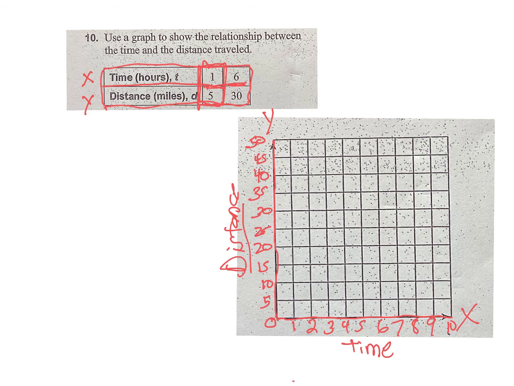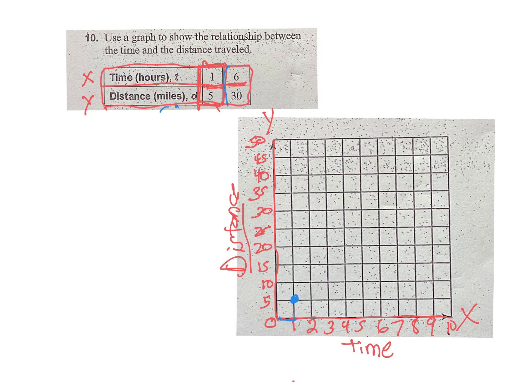So if I have 1 hour, I go over to here to 1. I'm going to do this in blue. I go over to 1 first, and then I have to go up to distance 5. So then I go up to 5. And it's right there.